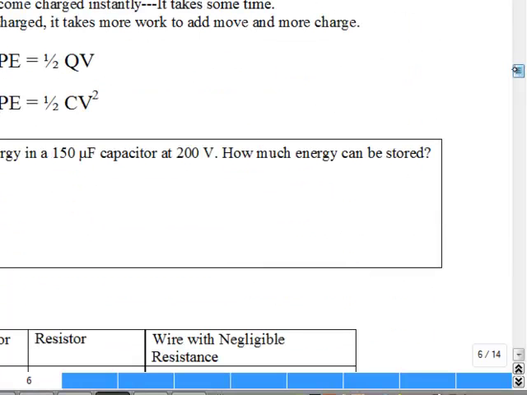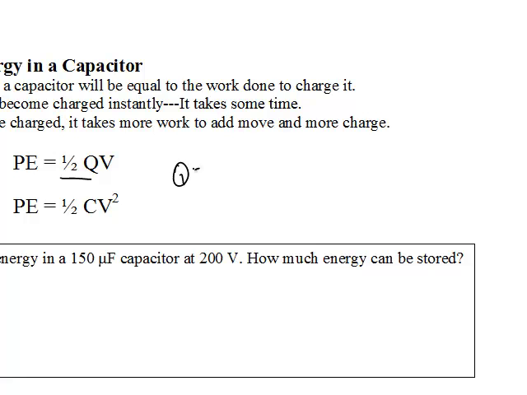We also have potential energy stored in the capacitor. That's 1/2 QV. And then if you know that Q equals VC, I can substitute that in for Q and get the second formula for the potential energy of a capacitor.